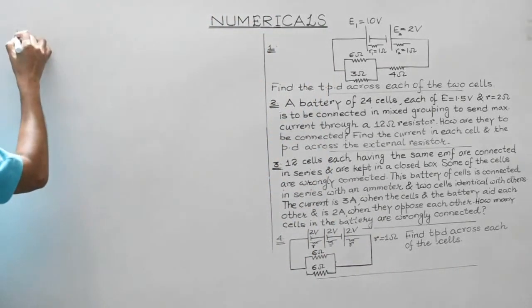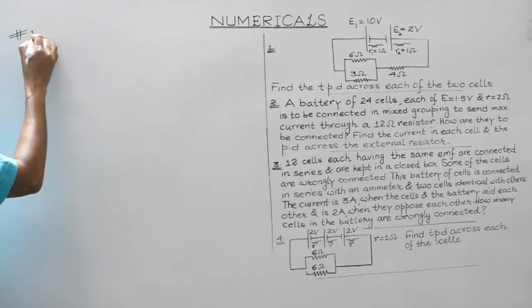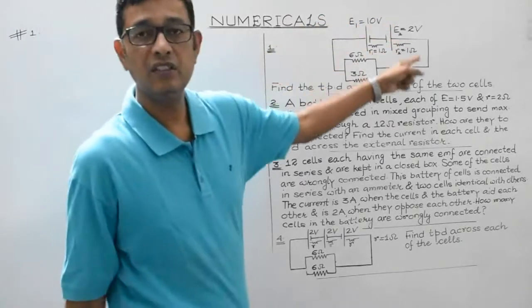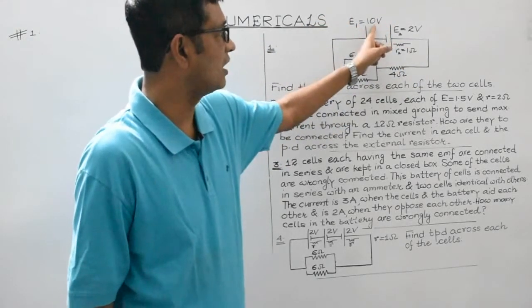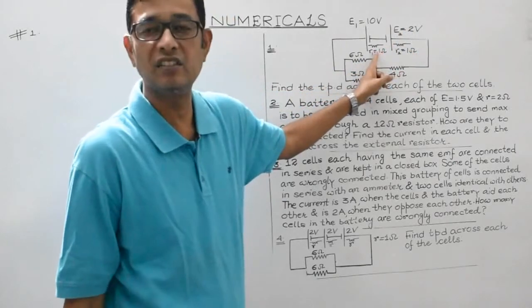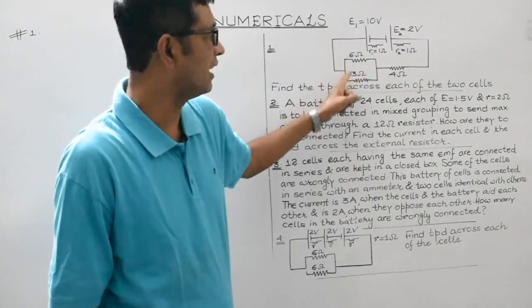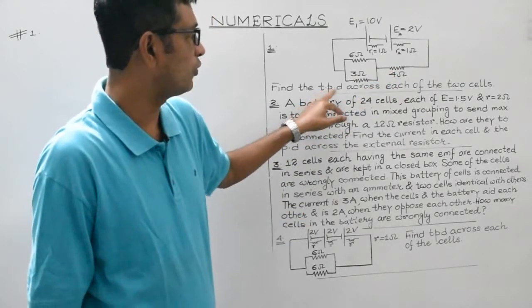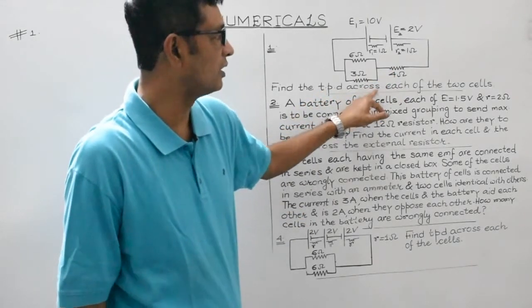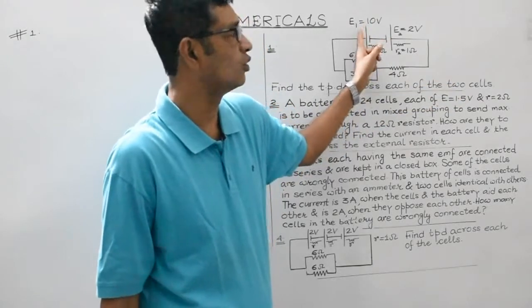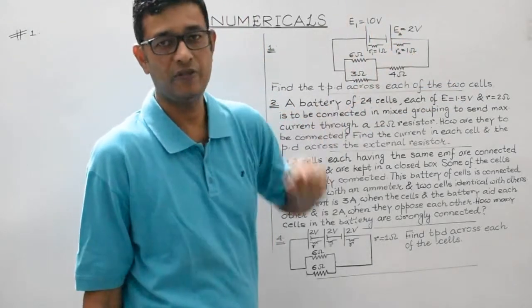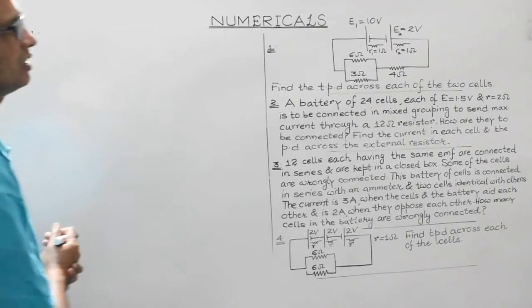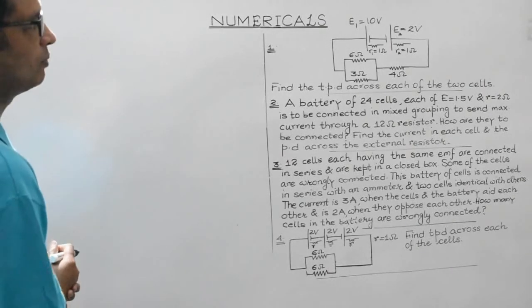So first question is, students, just read the question carefully. This is the circuit given. These are the two cells of EMFs 10 volt and 2 volt having internal resistances of 1 ohm each. These are the external resistances connected. What we are supposed to do is find out the terminal potential difference across each of the two cells. So V1 and V2 are to be found, right? So the circuit can be modified in this particular manner.